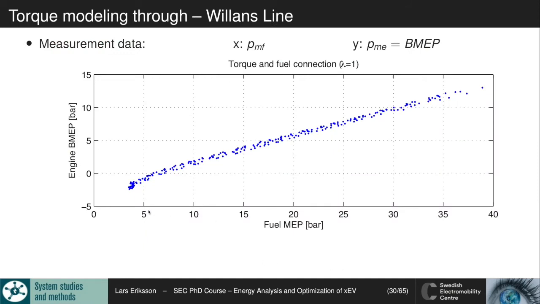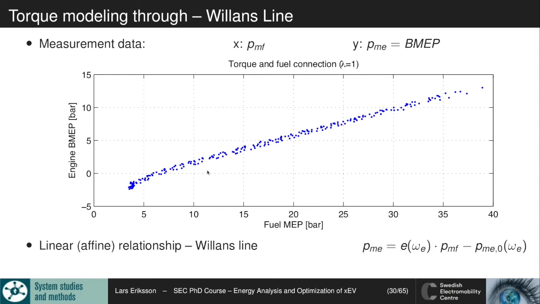So looking at the engine BMEP, this is output energy and this is input fuel energy, normalized to each other. So here we have normalized them for measurement data of an engine, where we see that there's a fairly clear trend that it's fairly linear with respect to load. So the relation here is an affine connection, and this type of affine connection is sometimes called Willans line.